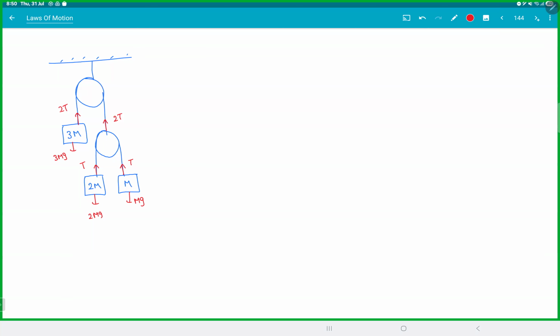Mm, let's see. I don't think that is right. Anyway, got the FBD. Next thing, step 2, assign accelerations.